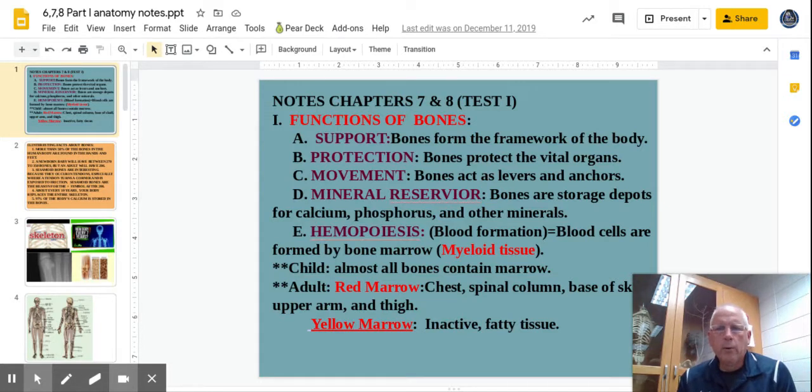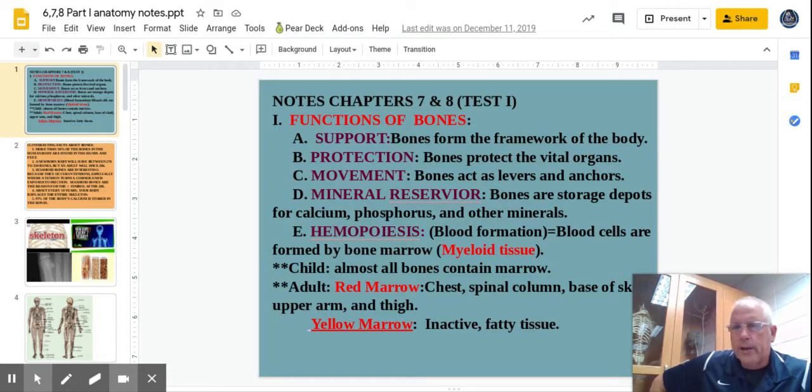But when you get older, we don't need all that marrow. We're just maintaining. So once you become an adult, which most of you are at that point, then our red marrow exists in our sternum, our chest, our spinal column, the vertebrae, the base of the skull, the humerus, the upper arm, and your femur, which is your thigh area. That's the only place we have red marrow, and that's where we'll keep that red marrow, the rest of our lives in those strategic places.